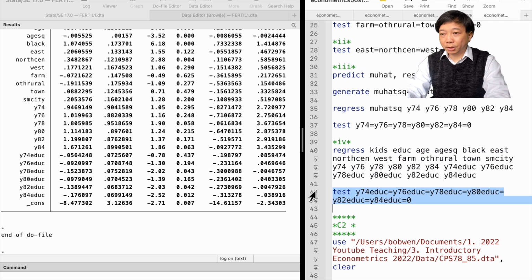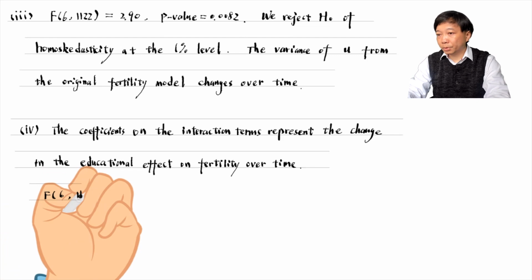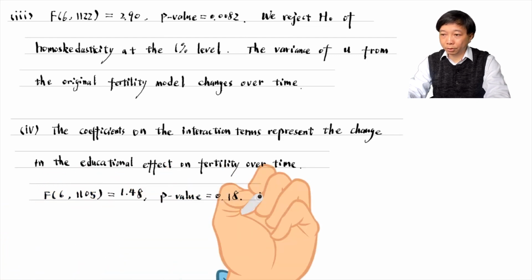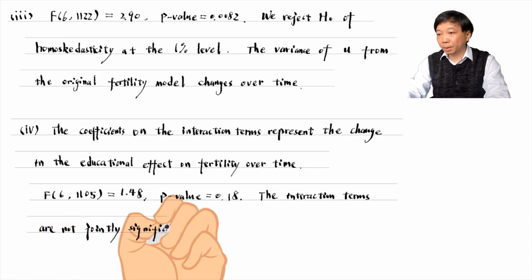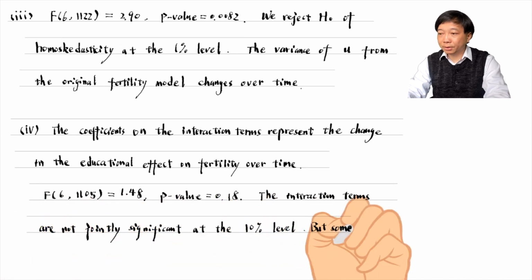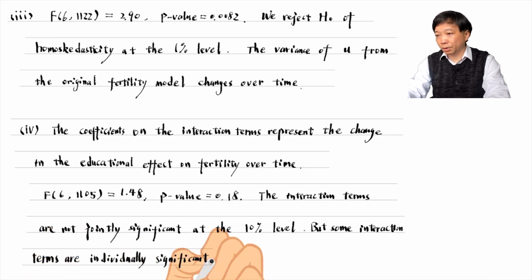The F statistic for the joint significance of the interaction terms is 1.48 and its p-value is 0.18. The interaction terms are not jointly significant at the 10% level, but some interaction terms are individually statistically significant. The education effect is not constant over time.